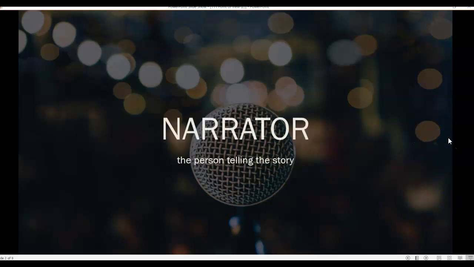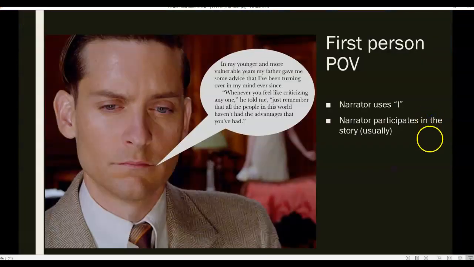So the first thing we need to identify is who the narrator of this piece is. Who is the person telling us the story? And there's a couple different ways we can look at that. There is a first person point of view. The narrator uses the word I, and the narrator participates in the story. They're an active character most of the time.